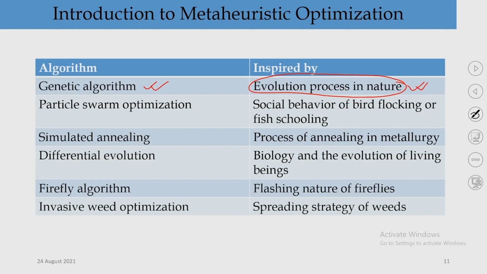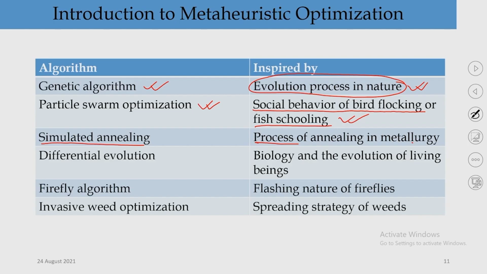Similarly, there are some other algorithms. This one is particle swarm optimization, and this is based on the social behavior of bird flocking or fish schooling. So, what is the social behavior? How they are searching for food. Then similarly, simulated annealing, this is inspired by the process of annealing in metallurgy.